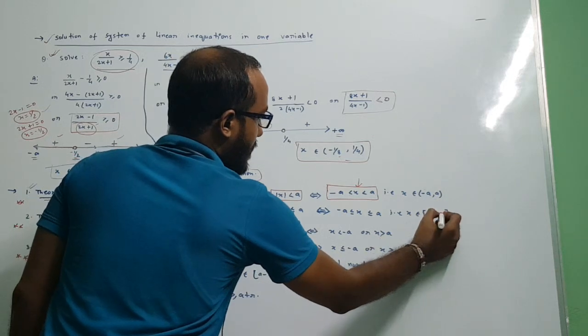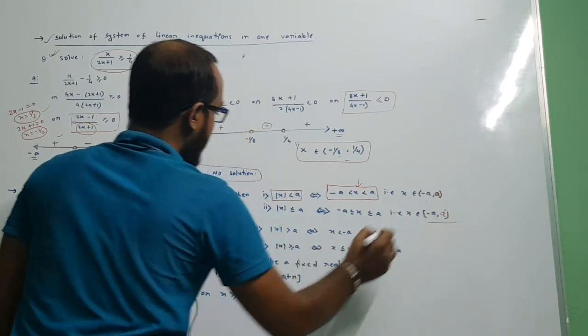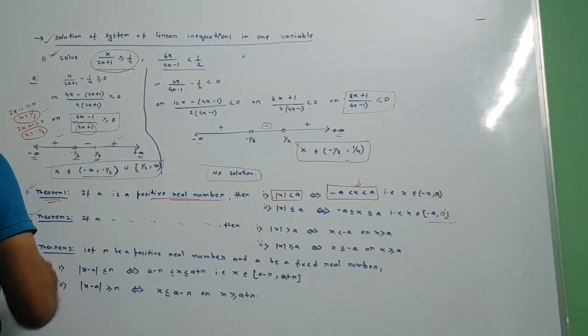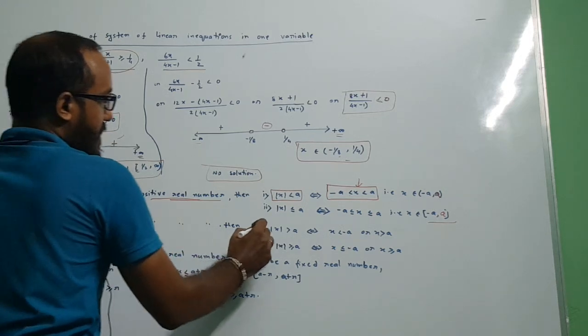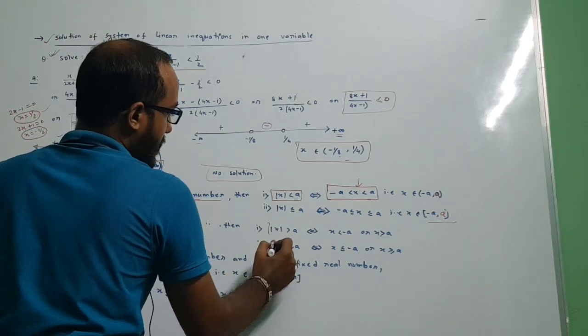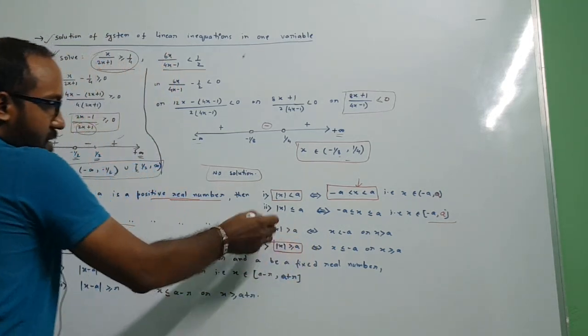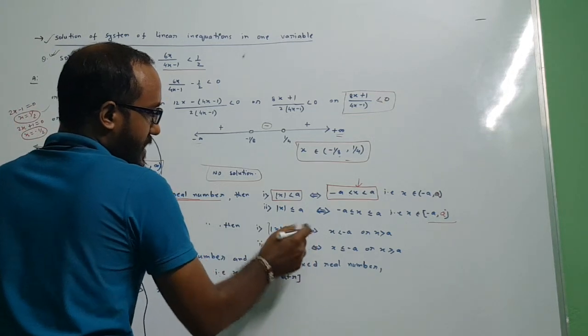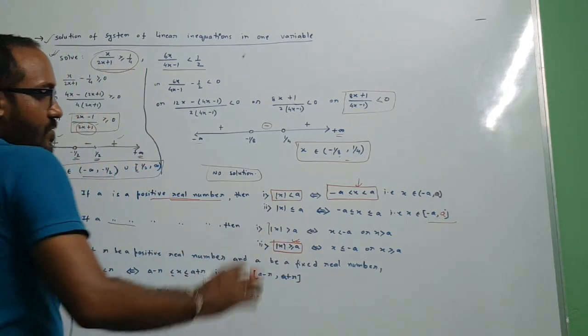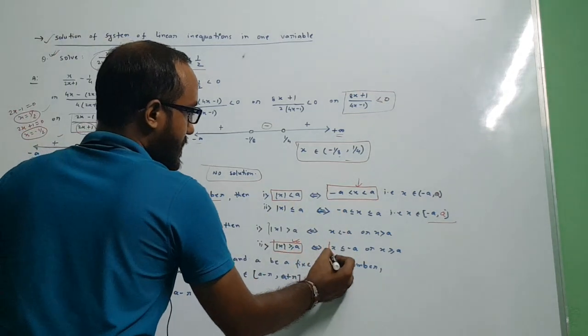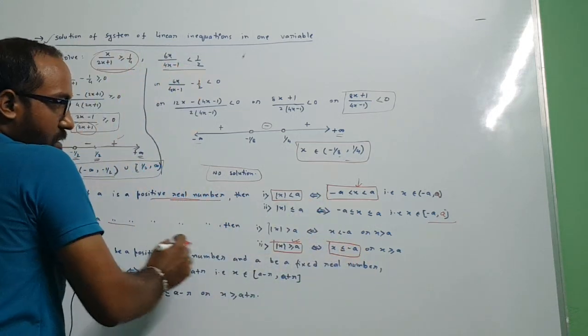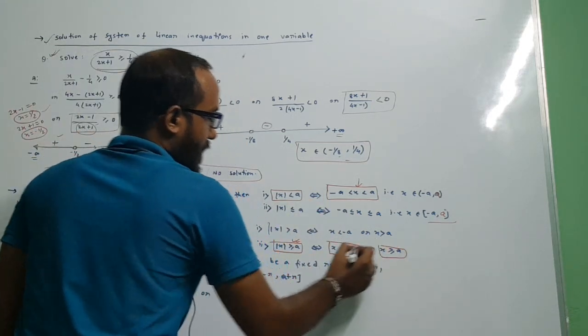This is not a big deal. From minus A to plus A. Now theorem 2 is: if A is a positive real number and mod of x is greater than or equal to A, remember we would have two solutions. One is x is less than or equal to minus A, or x is greater than or equal to plus A.